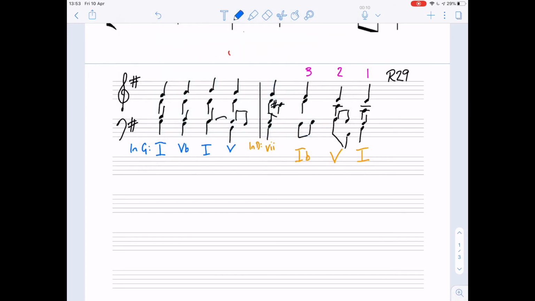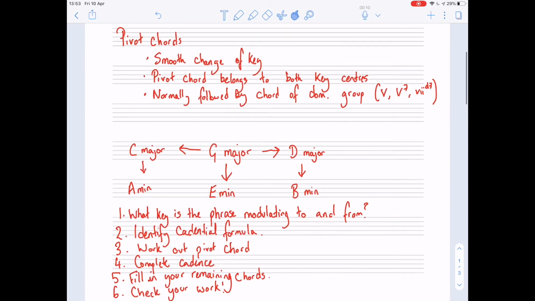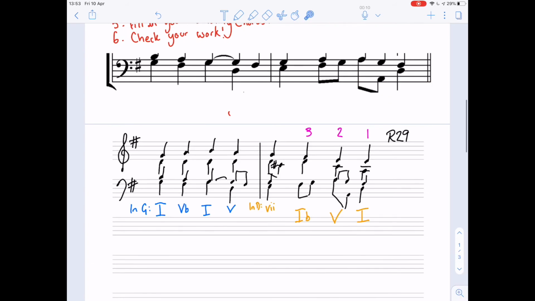Now if I go back to my rules, a pivot chord belongs to both keys. It's normally followed by a chord of the dominant group. Well, here is a chord of my dominant group, my 7th chord. And this has got to be where we modulate, because by this point we've already modulated into our new key, as indicated by the C sharp. So this chord has got to be the one where we've modulated to. So let's see if this chord works in a different key. So it's 5 in G, but it's 1 in D major.